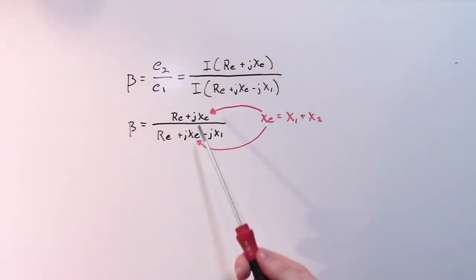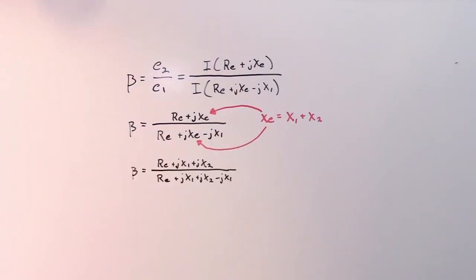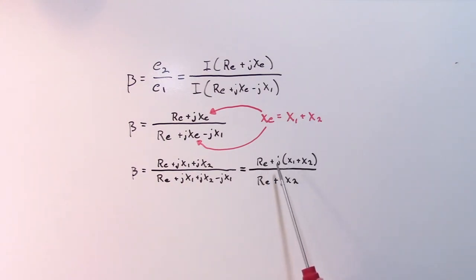So we can substitute that into our equation, and in the denominator we have a plus JX1 and a minus JX1, so those cancel out, and this is equivalent to Re plus J times X1 plus X2 over Re plus JX2. However, remember, Re is usually very small, and to simplify this equation, we can just assume it's 0. That eliminates Re from the equation altogether.